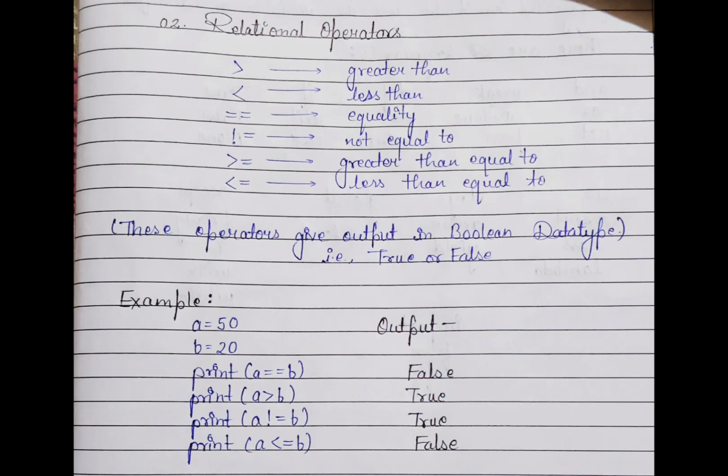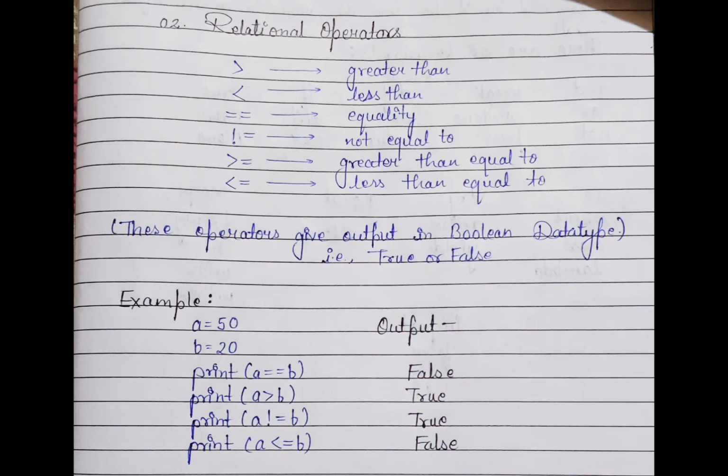The next operator is the relational operator. A relational operator is used to do comparison between two things, and the output of the operations performed by relational operators is in the Boolean data type, that is true or false. These are the relational operators as I have written here, with the name in front of them. The first one is greater than, then less than, equality, not equal to, greater than or equal to, and less than or equal to. It is different from mathematics.